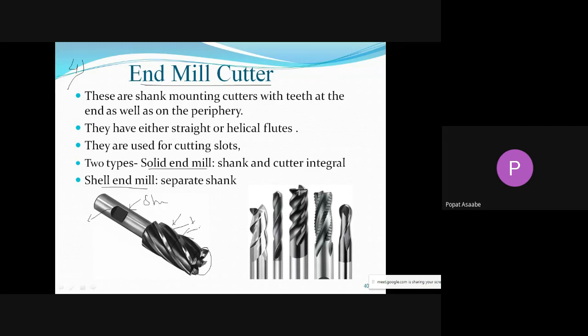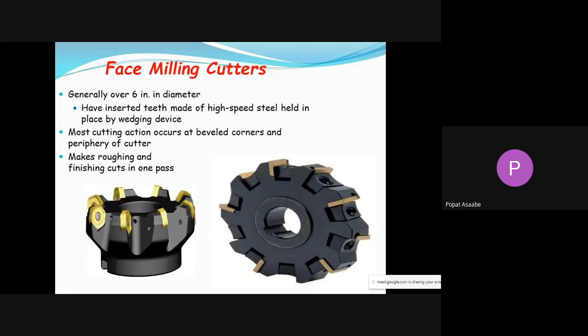Actually, it is the cutter. In the solid end mill, the shank and cutter are integrated. This shank and that cutter are integrated, means it is one unique piece. That time it is called the solid end mill. And in the shell end mill cutter, the shank is separate, and the cutter is separate. This is about the end milling cutter.